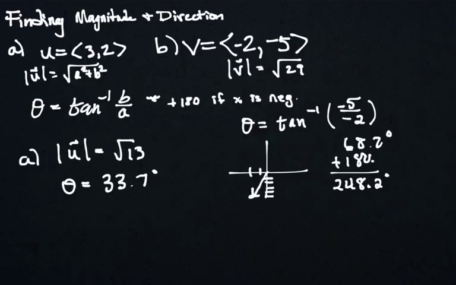Questions? Yep. So we did tan inverse of negative 5 over negative 2, which gives you 68.2. But x is negative, so I had to add the 180. And this one was okay because it was positive.